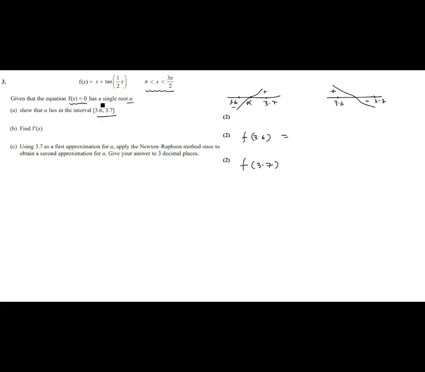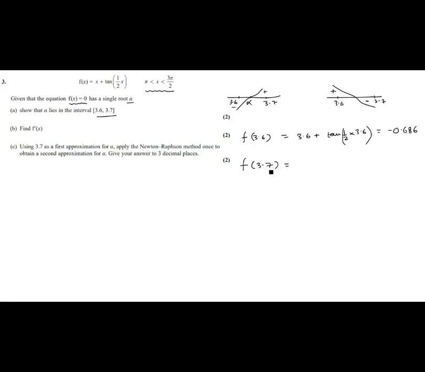So x is 3.6, so let me write it down. 3.6 plus 10 half times 3.6. So 3.6 plus 10, and 3.6 times half will be 1.8. So 10 of 1.8. This gives us a value of minus 0.686 to 3 decimal places.